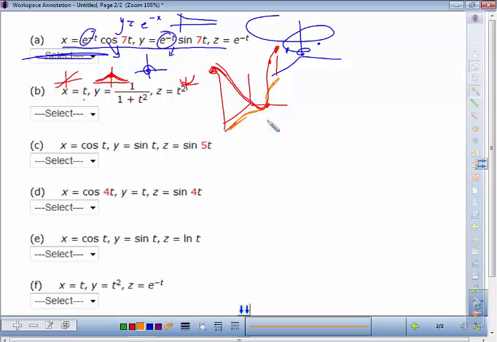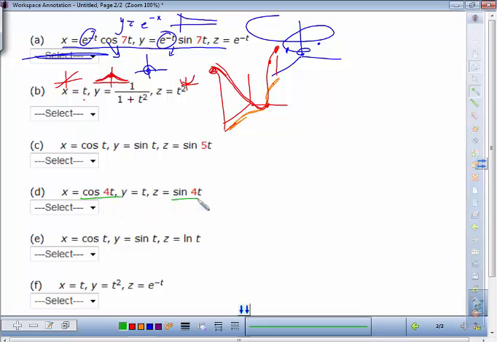Okay. C is something that we did already. It's that crown thing. It looks like a wavy thing around. So let's skip over that. Let's take a look at D.